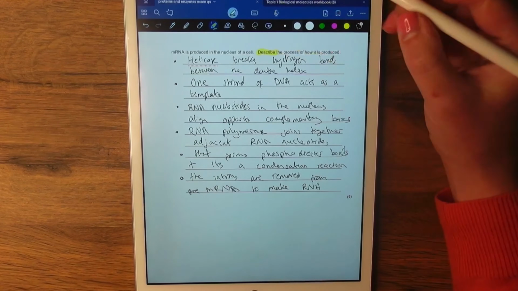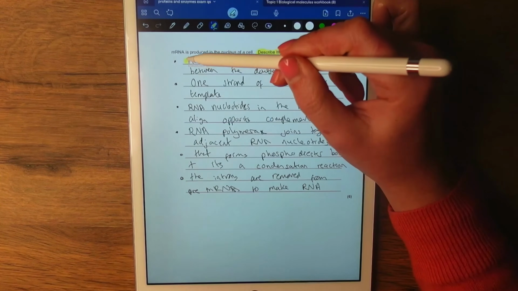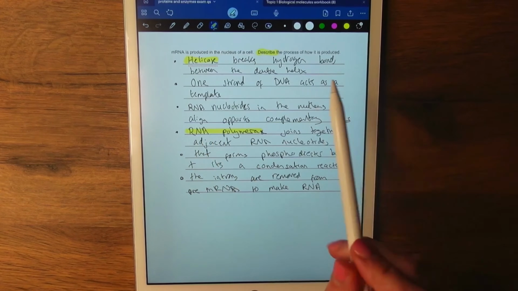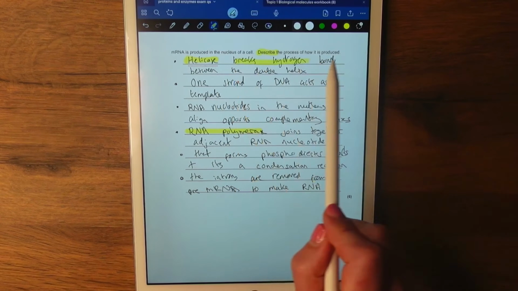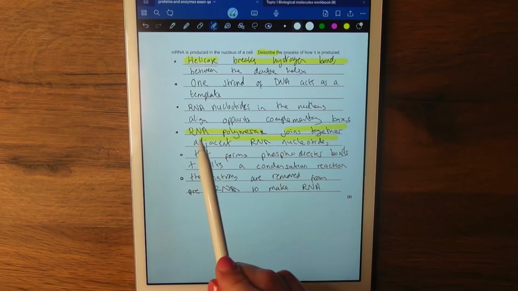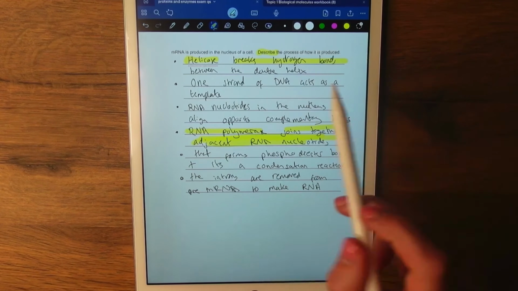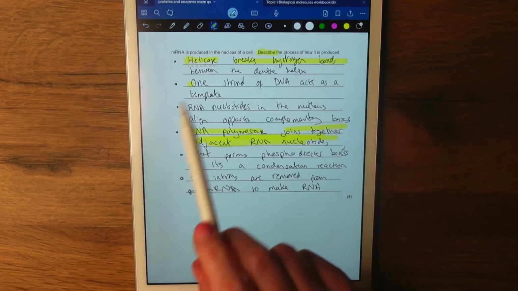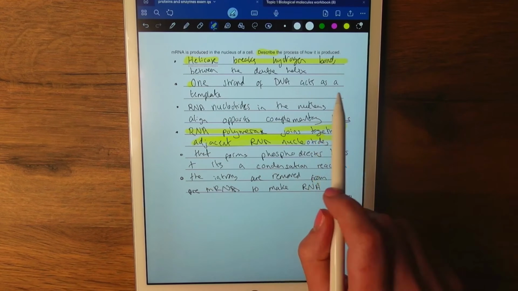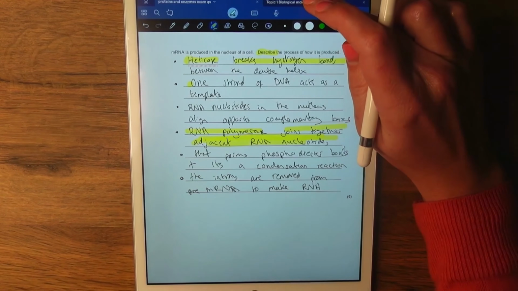So let's check. We have got the enzyme helicase. We've got the enzyme RNA polymerase. We've said what it does. It breaks the hydrogen bonds, and this one joins adjacent nucleotides together. So that could actually be 4 marks straight away. We've got that one strand acts as a template. We've got the RNA nucleotides align opposite complementary base pairs. Yes, we've definitely got 6 marks there.